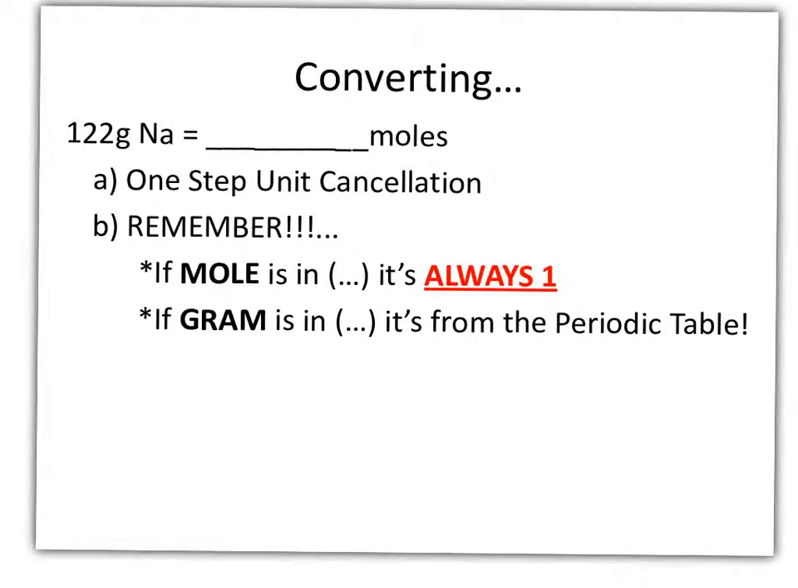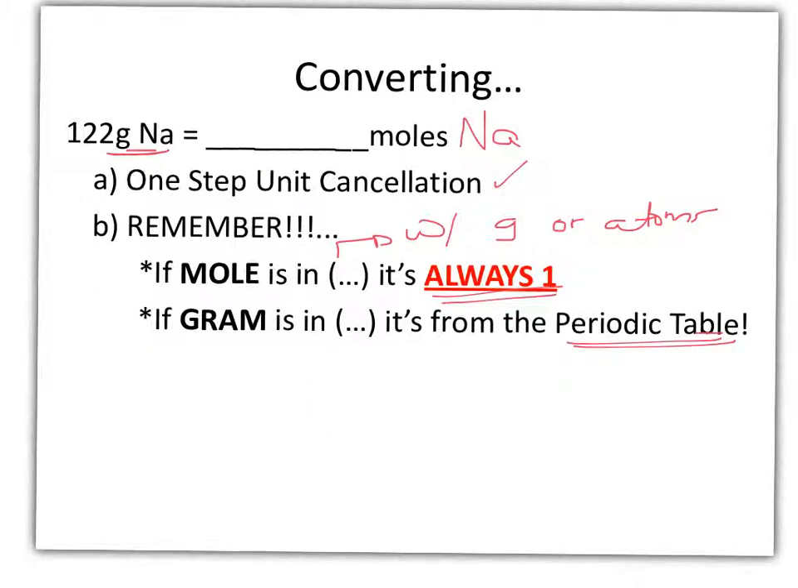What we're trying to do is go from 122 grams of sodium and figure out how many moles of sodium that is. So it's a one-step unit cancellation. And remember, there's something that's always important. If you have mole in parentheses, and I want to add a little disclaimer, if it's with grams or atoms, we should know by this point something about the mole-to-mole ratio, and that's a little different. When moles is in parentheses with grams or atoms, it's always going to be 1, and if it's with grams, it's going to come from the periodic table.